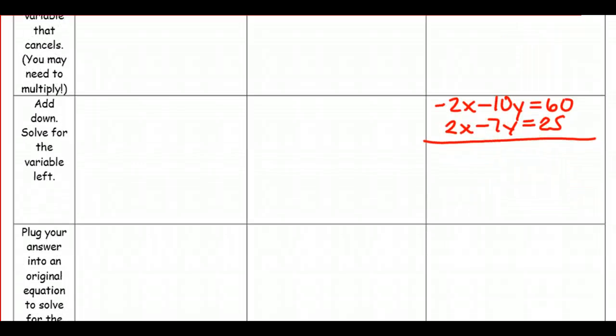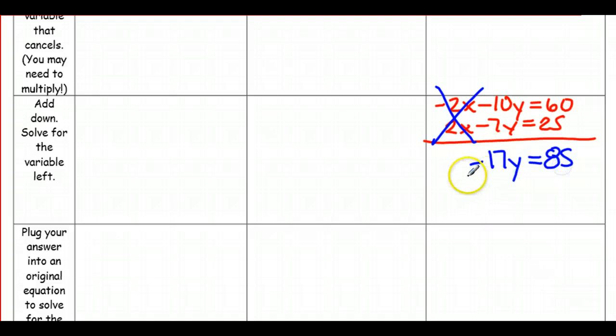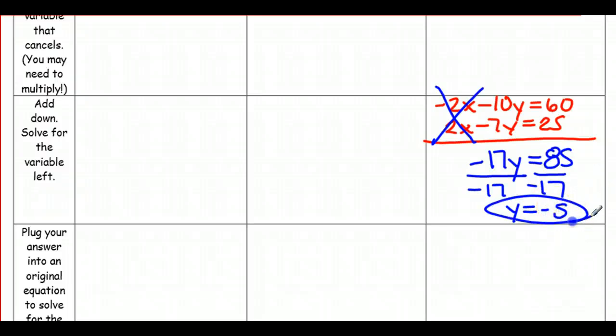Our x variable terms cancel or eliminate each other. Negative 10 plus negative 7 is negative 17y. 60 plus 25 is 85. We're going to divide both sides by negative 17. And we get that y equals 9, I believe. Let's see, 85 divided by 17. Oh, it's 5. I was totally wrong. Negative 5. All right, so y equals negative 5.